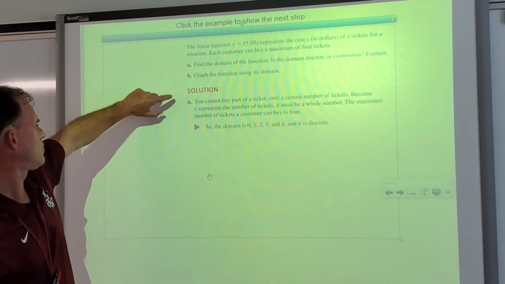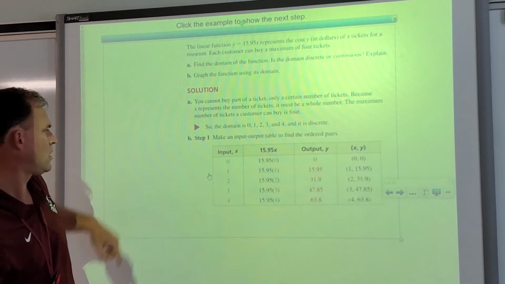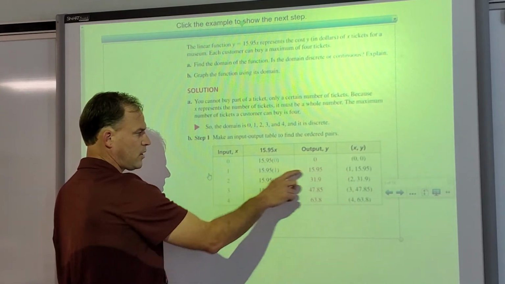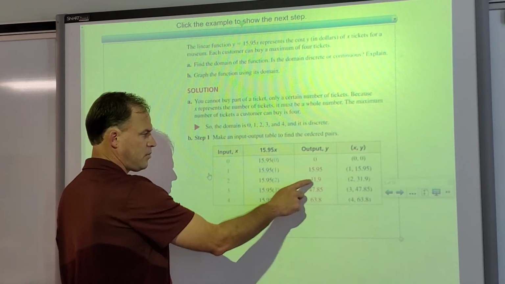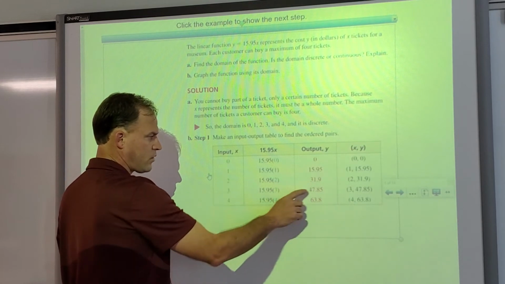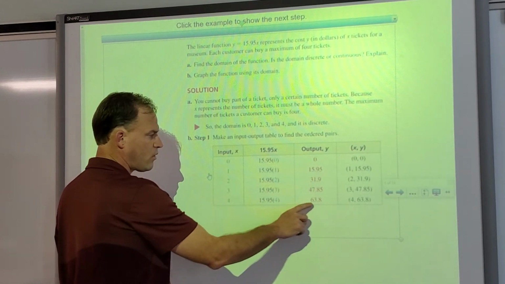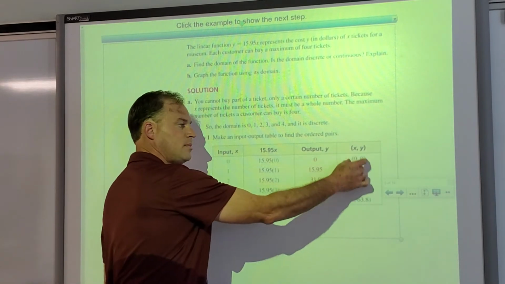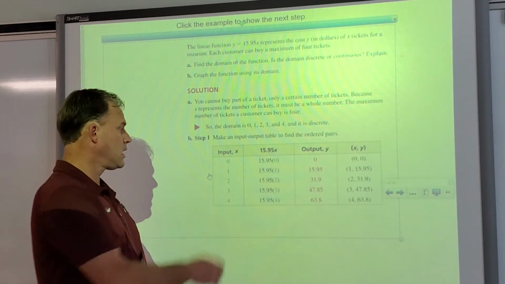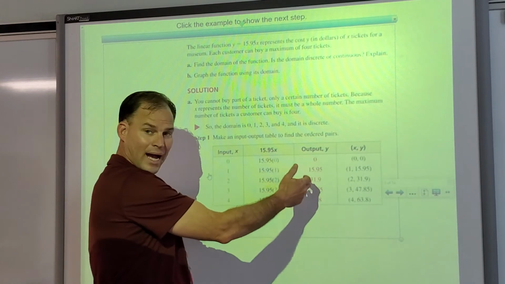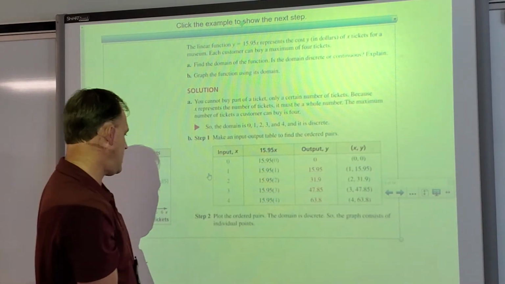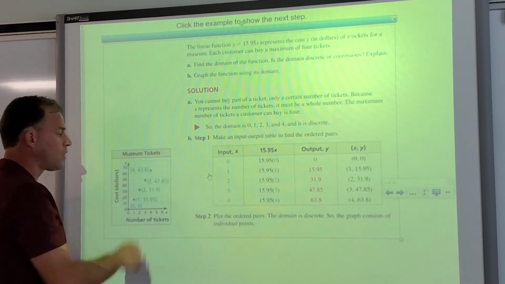So, here's your chart. If I plug in 0, I get 0. If I plug in 1, I get 15.95. I plug in 2, I get 31.9. 3 is 47.85. 4 is 63.80. So those values now become coordinates. My x and my y, my input and my output become coordinates, and then we plot the coordinates.